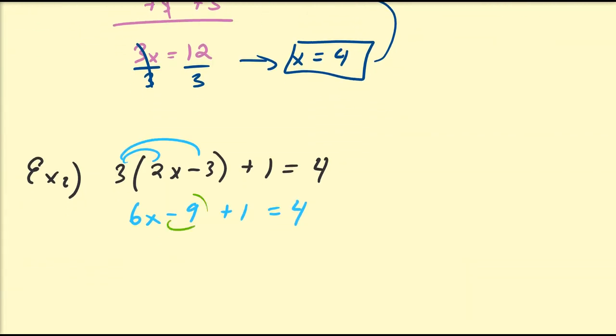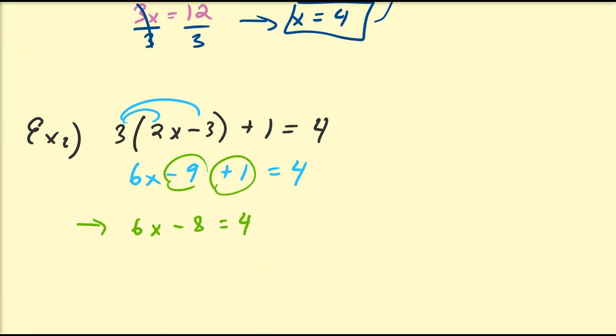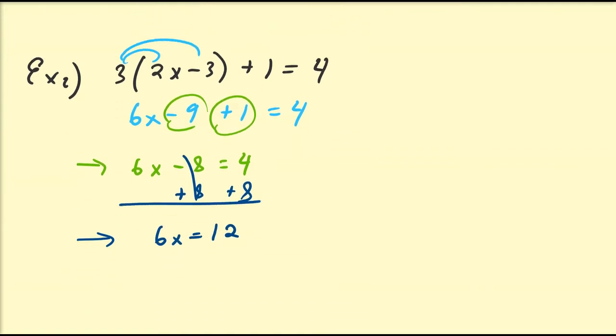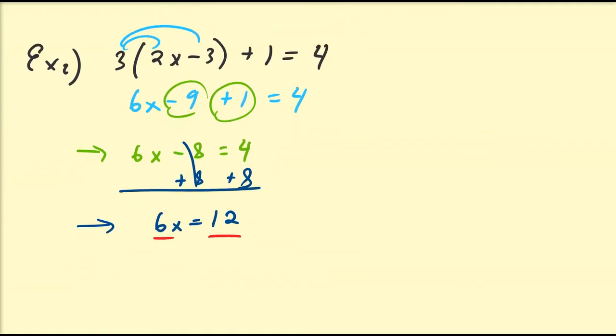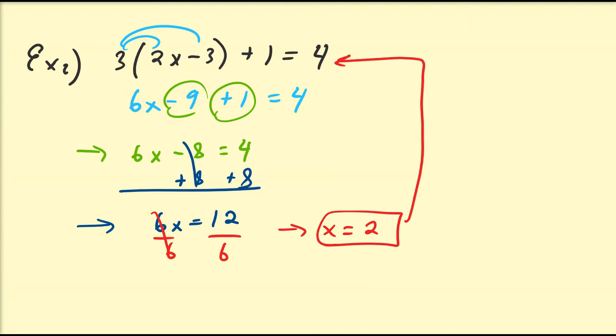Now I'm going to combine like terms on the left-hand side. So we get 6x, so negative 9 plus 1 is going to be negative 8, and that's going to be equal to 4. And this puts it in the same exact form that the first example was in. So I'm going to begin by adding 8 to both sides. So I get that 6x must be equal to 12. So this is very easy to solve as well. So I'm going to divide both sides by 6. So I get that x must be equal to 12 divided by 6, which is of course equal to 2. You can substitute 2 into the original equation and verify that the left-hand side is actually equal to 4.